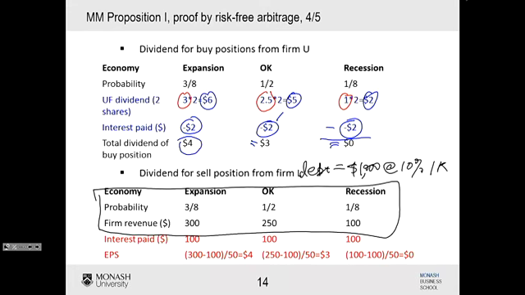Therefore, the EPS that we calculated before has to be 300 in the expansion scenario minus the 100, and the result divided by how many shares right now in the levered firm? We only have 50 shares. It's $4, $3, and $0.